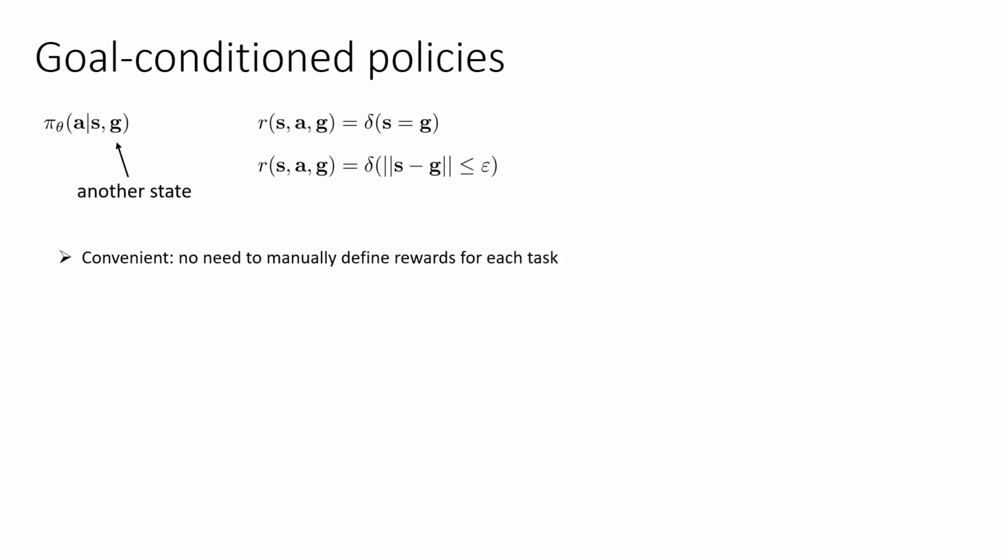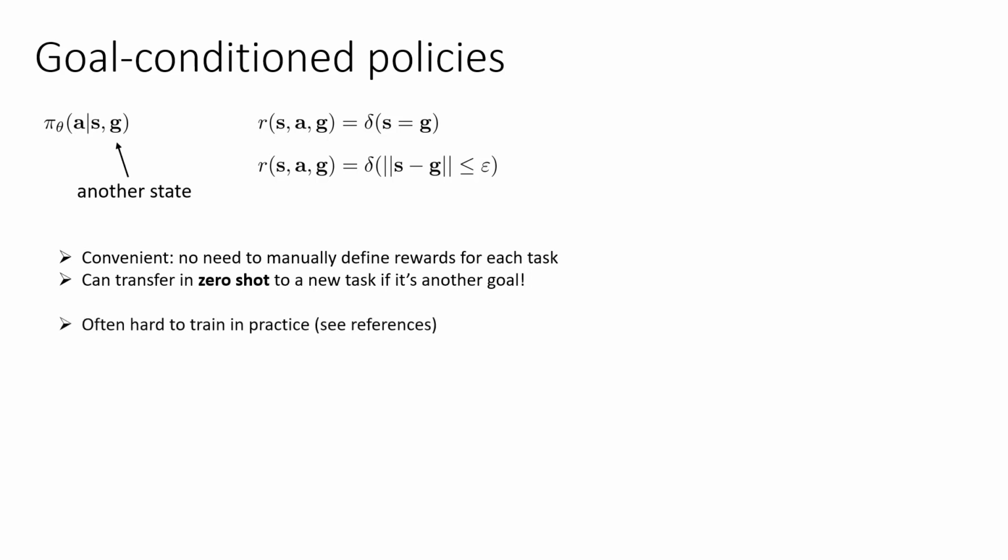A particularly common choice of contextual policies is what's called a goal condition policy. So in a goal condition policy, the context is just another state, and your reward rewards you for reaching that state. Either just 1 if you reach the state correctly, or a little ball around the state to say, well, if you're close to the desired state, then that's considered a positive reward. Goal condition policies can be especially convenient because you don't need to manually define the reward for each task. You can just sample a bunch of random states to be your goals, and you can transfer in zero-shot to a new task if it's another goal. So if you're lucky enough that your new task is defined by a goal, then zero-shot transfer is entirely possible.